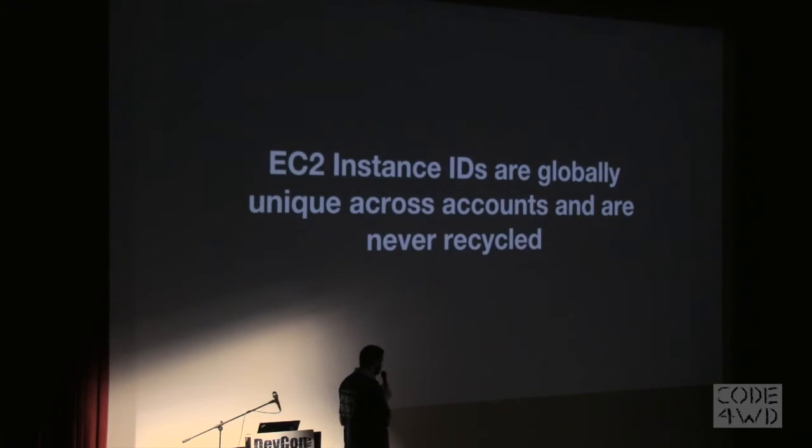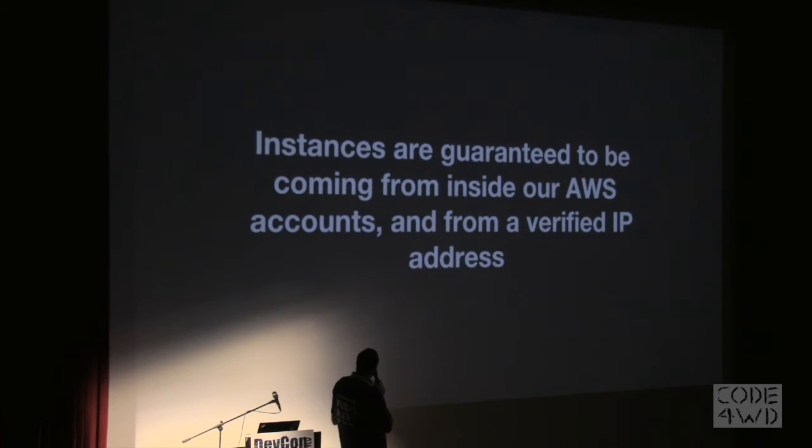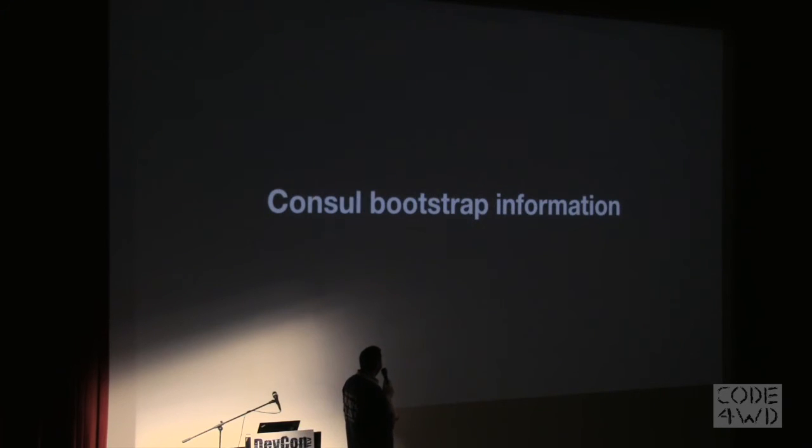Amazon claims that their EC2 identifiers are globally unique across everyone's accounts and across all time. It'll never be recycled. So we have a good way of knowing that this is also one time. Once an instance ID has been consumed, we will never issue another token for that. Instances are guaranteed to be coming from inside our AWS accounts and from verified IP addresses.